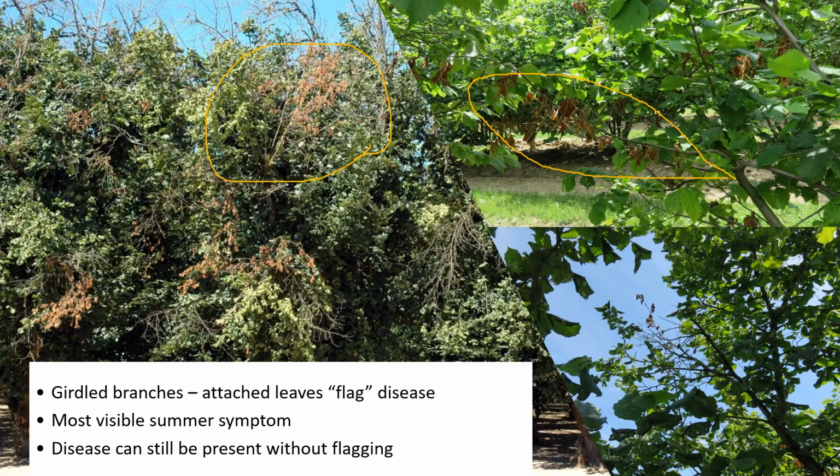Now, while flagging is a really helpful clue to look for Eastern Filbert Blight and certain other diseases, it is important to be aware that Eastern Filbert Blight can be present without flagging, because flagging happens once the canker has girdled the entire branch and killed it. So if it is a large branch and the canker isn't entirely girdling it, you can have a canker without flagging. But at the same time, it does really help indicate that the disease may be present in the orchard when you see flagging.